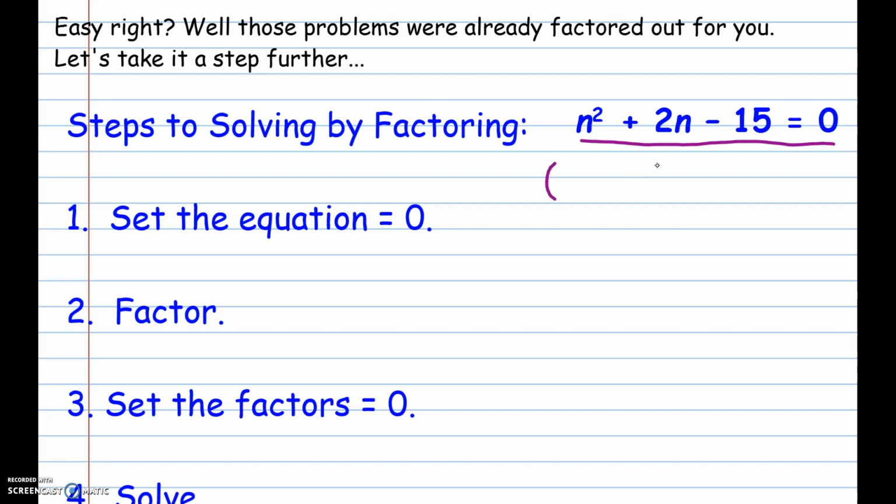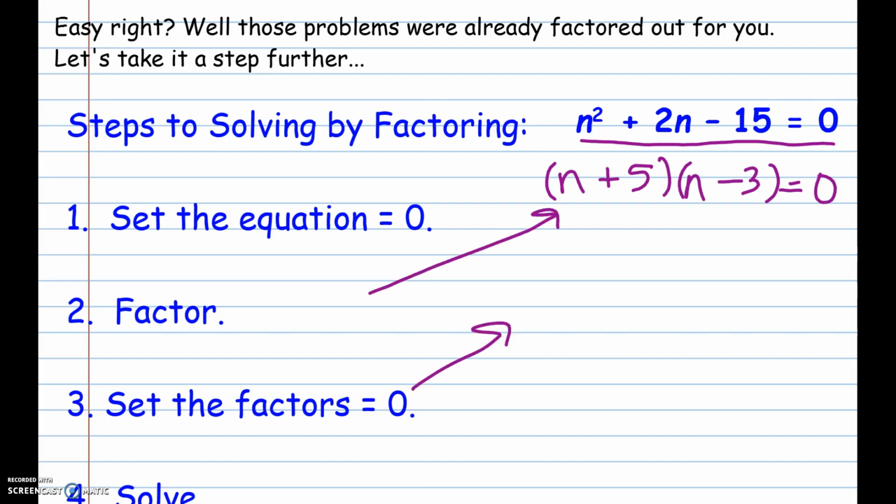So I'm going to factor into my two parentheses. My signs are plus minus. Factors of n squared are n and n. And the factors of 15 that's subtracted 2 are 5 and 3. Make sure you check. So 5n minus 3n is 2n, so I know I did it correctly. And now that was step 2, factor.